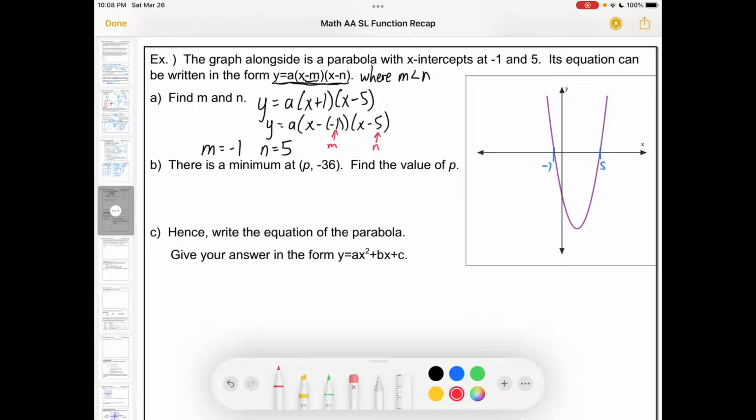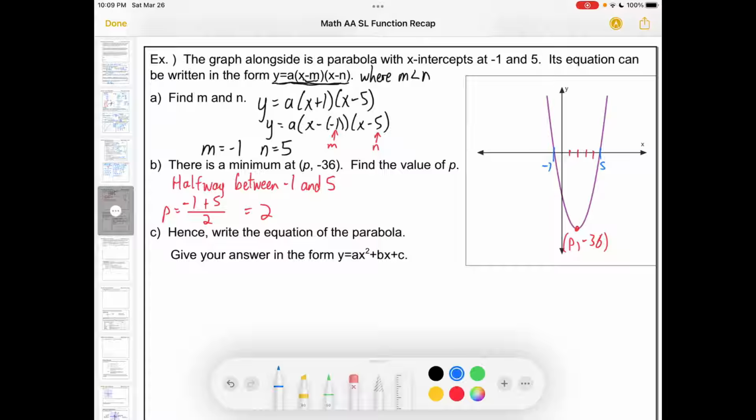Okay, there's a minimum at p, negative 36. Find the value of p. So let's see. That means this point right here, p, negative 36. It's actually just asking for the x-coordinate of the vertex. And we know that that should be halfway between negative 1 and 5. Now, a lot of people will be able to just intuitively say that halfway between negative 1 and 5 is at 2. But if you're ever looking for a halfway point, the easiest way is just to add up your numbers and divide by 2. You're really finding an average. So p equals 2. Hence, write the equation of the parabola.